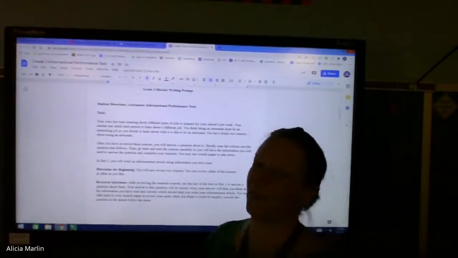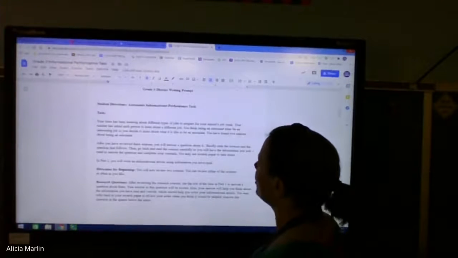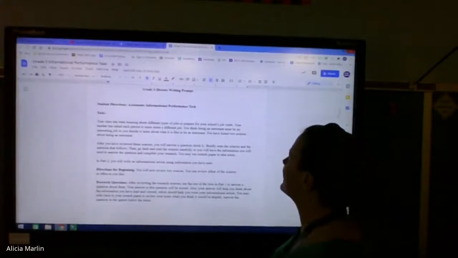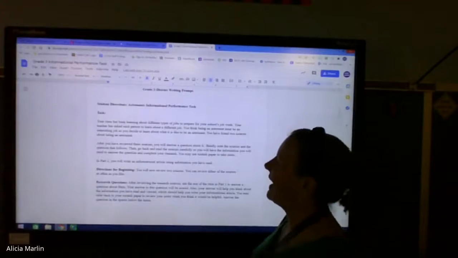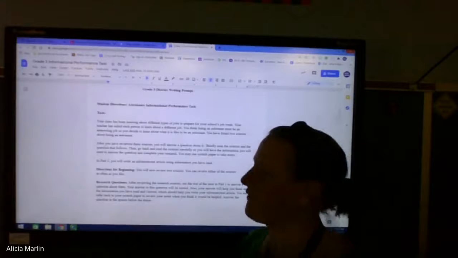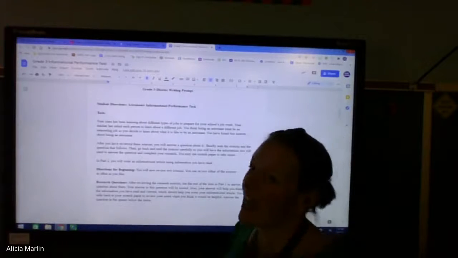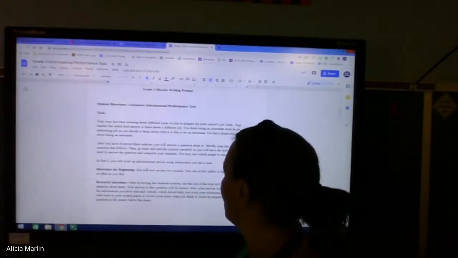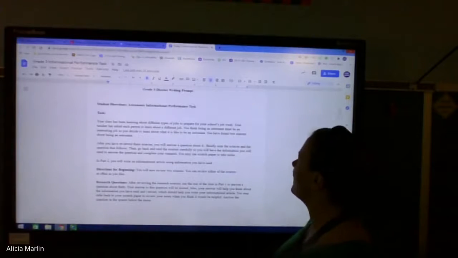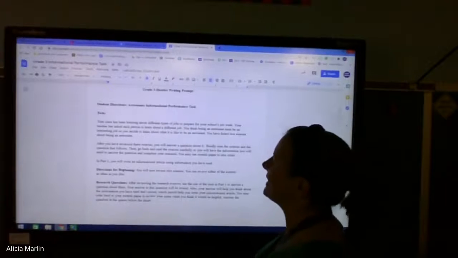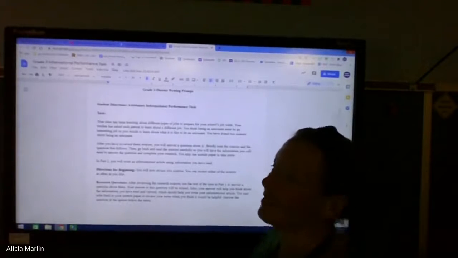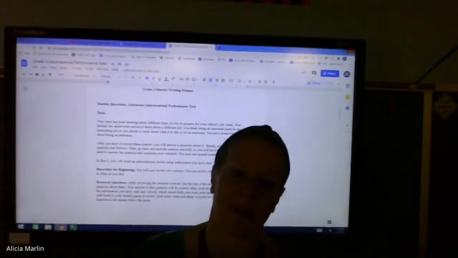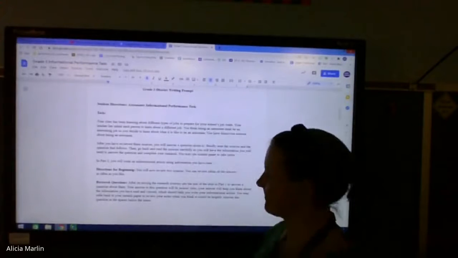After you have reviewed your sources, you will answer a question about it. Briefly scan the sources and the question that follows. Then go back and read the sources carefully so you will have the information you will need to answer the question and complete your research. You may use scratch paper to take notes. All right.